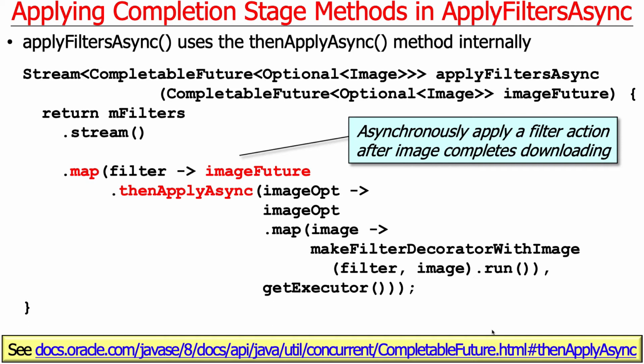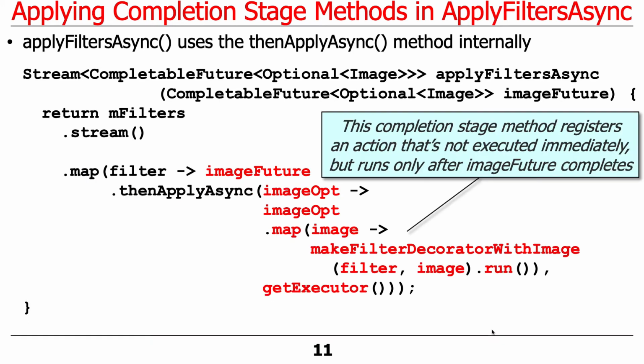This action, which we're going to talk about in a second, only gets applied when the image future has finished. So only after we finish downloading everything. Here's the action. This is going to take the image optional, and if there's a non-null value, if there's actually a value present here because we actually downloaded the image, in that case, we're going to apply this particular behavior. And the behavior is a factory method that says make filter decorator with image. So this is going to go ahead and make something called a filter decorator, which takes the filter, connects it to the image, and then runs that behavior.